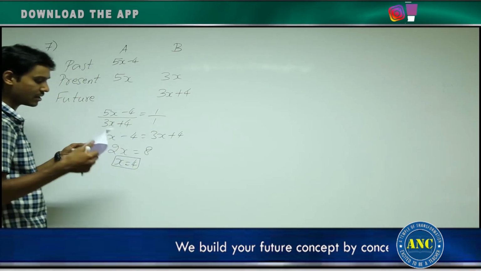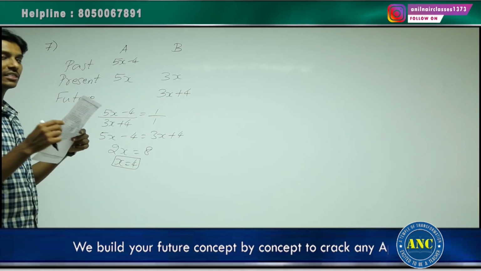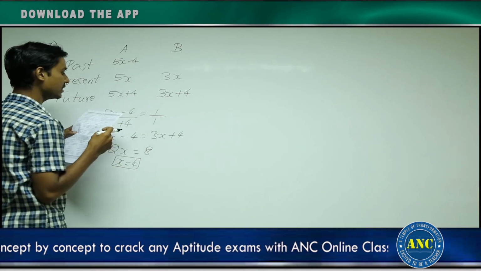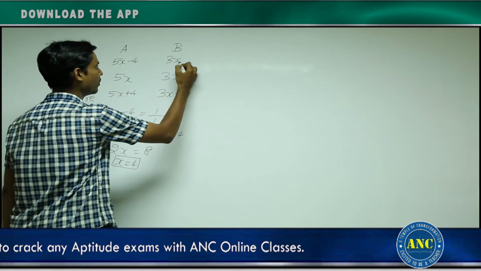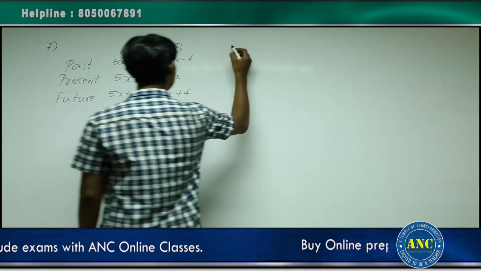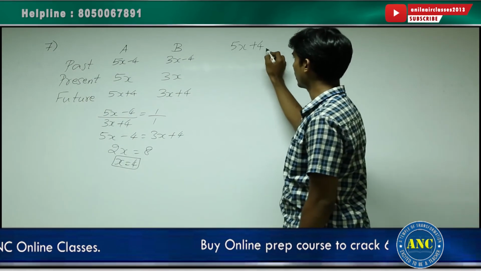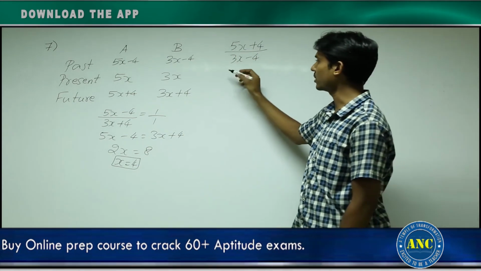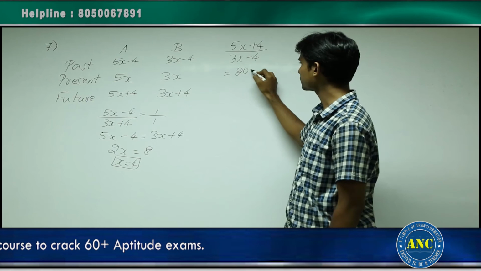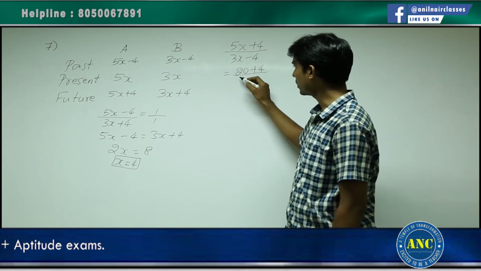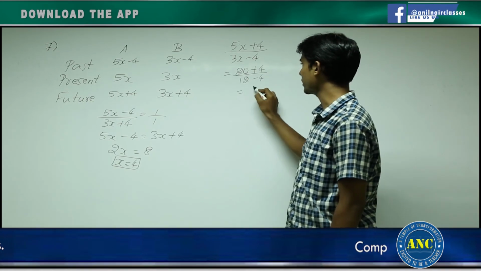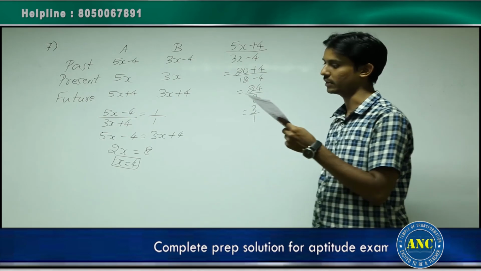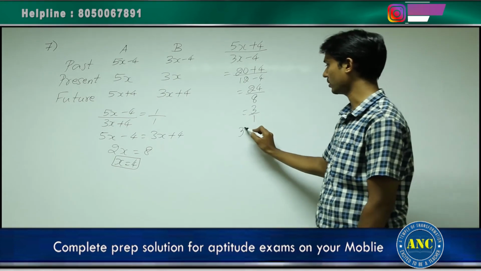But what is asked in the question? What is the ratio between A 4 years hence and B 4 years ago? A 4 years hence will be 5x plus 4, and B 4 years ago will be 3x minus 4. You know the value of x. Substitute the value of x and simplify. So it is 5 into 4, 20. 20 plus 4 divided by 3 into 4, 12, 12 minus 4. It is 24 divided by 8. 24 by 8 is 3 by 1. The answer is 3 is to 1.